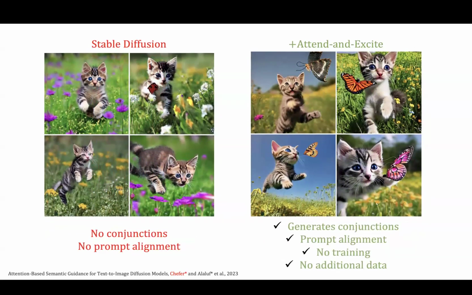Okay, so let's do an analysis of what happened here. We had Stable Diffusion, which couldn't handle conjunctions and didn't have prompt alignment. After applying Attend-and-Excite, we can generate conjunctions. We have prompt alignment. We didn't do any training, and we didn't add any data. And again, the non-restrictive loss allows the model to reconstruct the scene based on the prompt. Any questions on Attend-and-Excite before I move on?